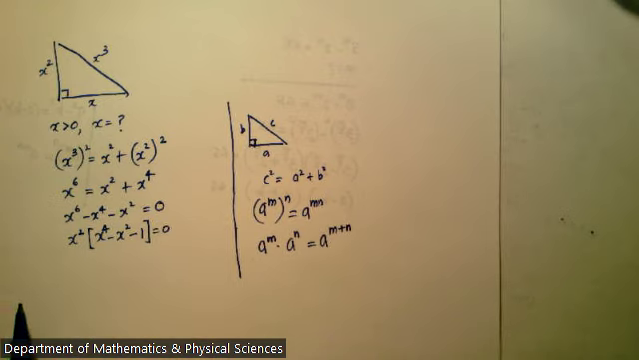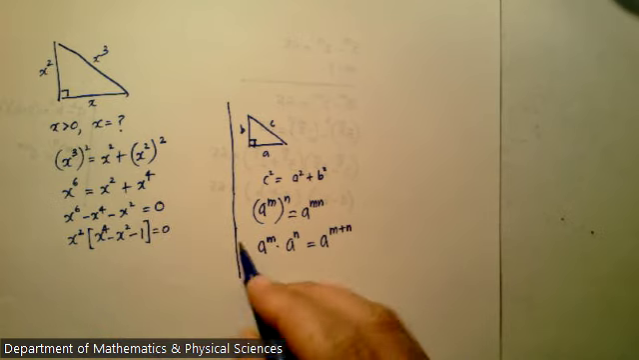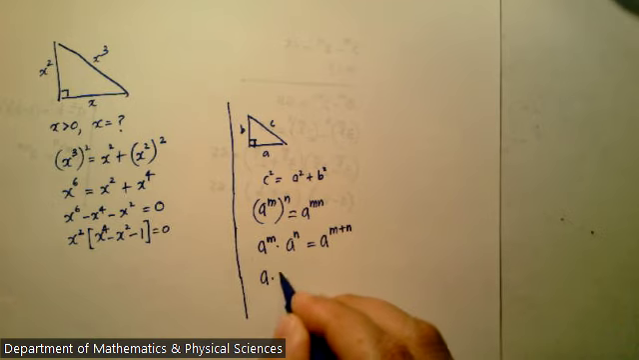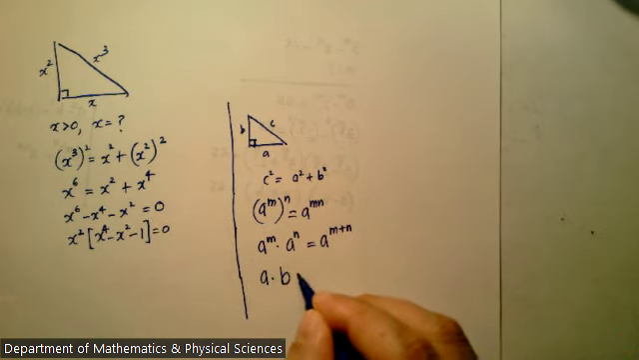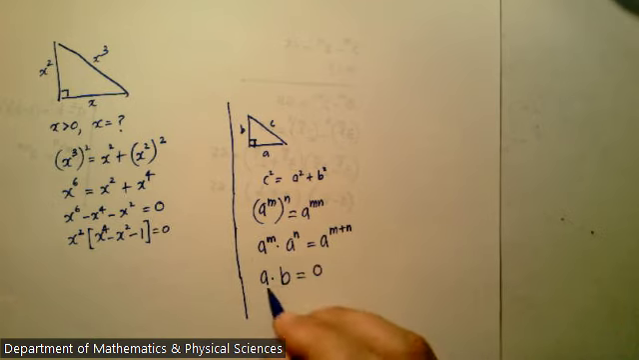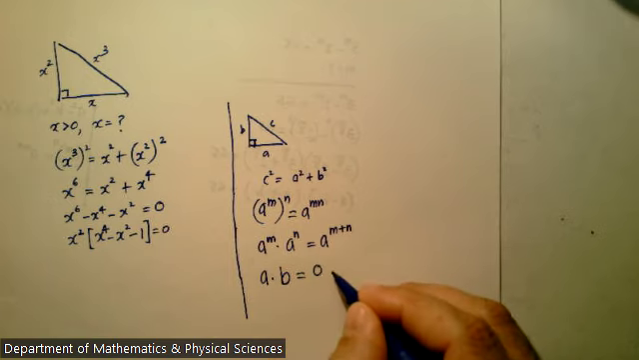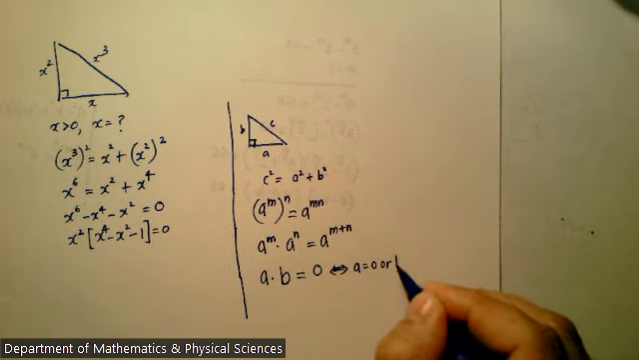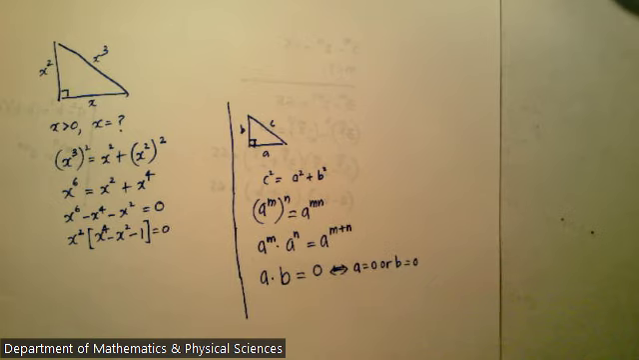Now we have a product equals 0. You remember we have a principle called the zero product principle. If we have two terms like a times b equal to 0, this can happen if and only if either a is 0 or b is 0 or both 0, which we write like that.